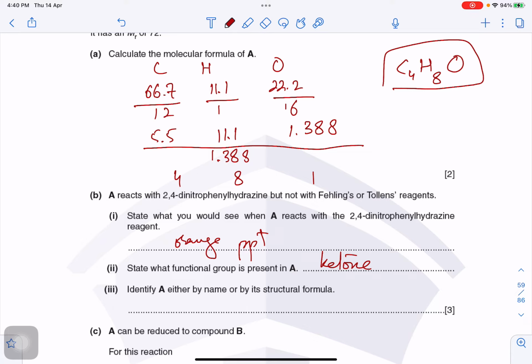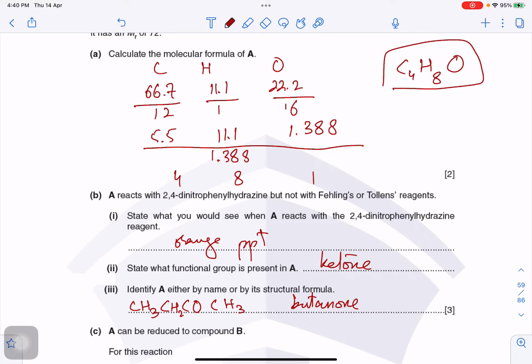Now that means it has basically a C=O, and a total of 4 carbons, so it might be CH3 here, CH2 here, CH3 here, or it could be the other way around, like CH3 here and the rest on the right side. But that doesn't change the fact that this is butanone. So we'll just name it. So, butanone.